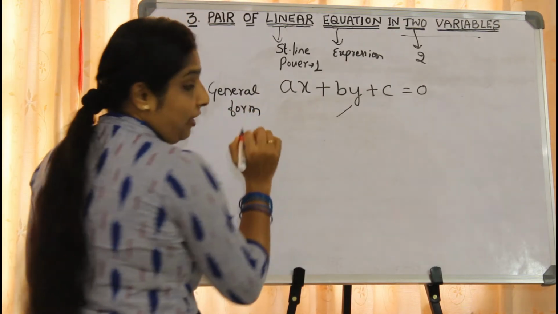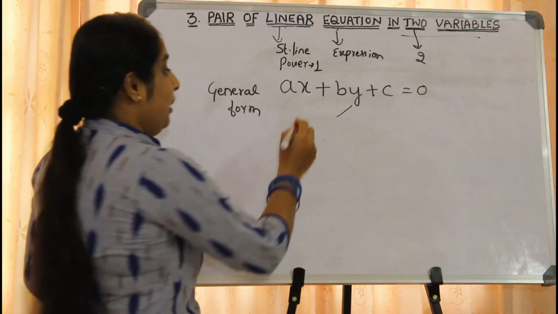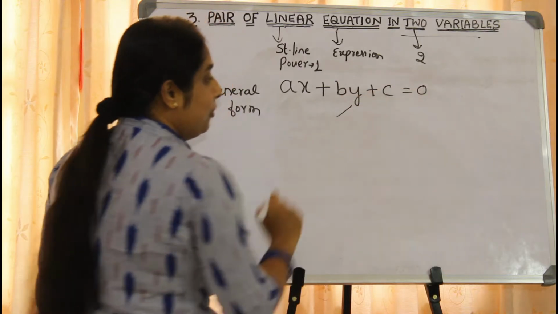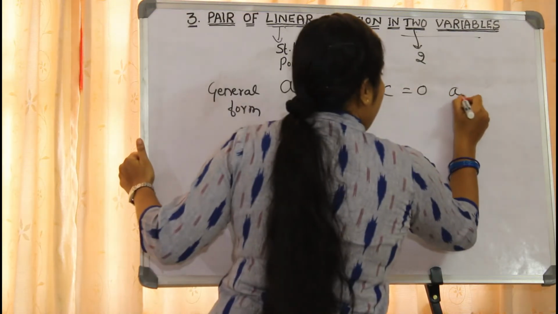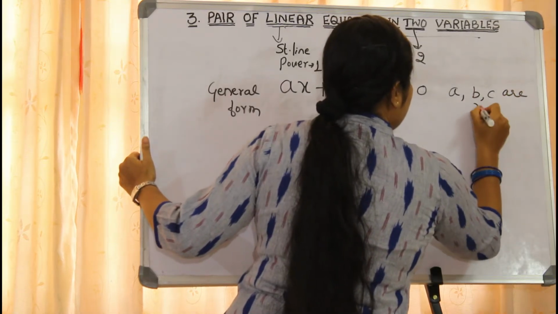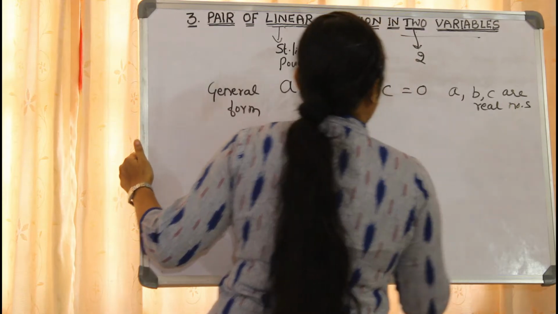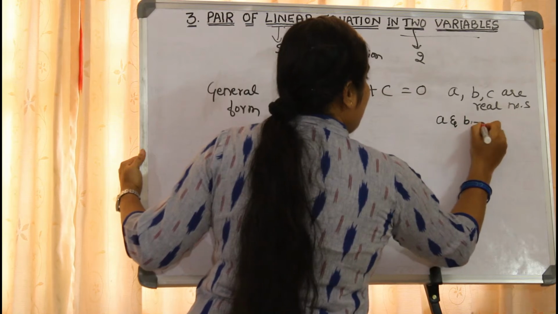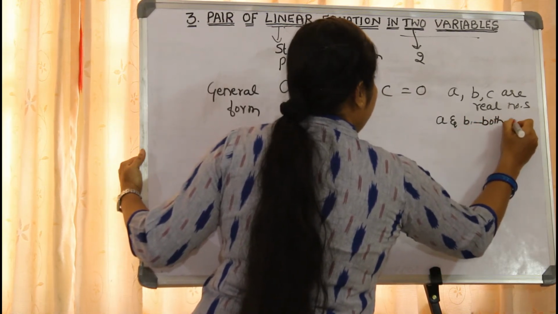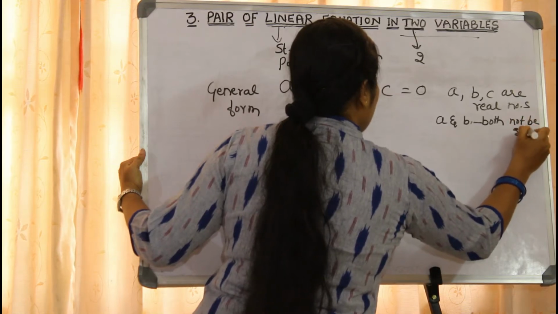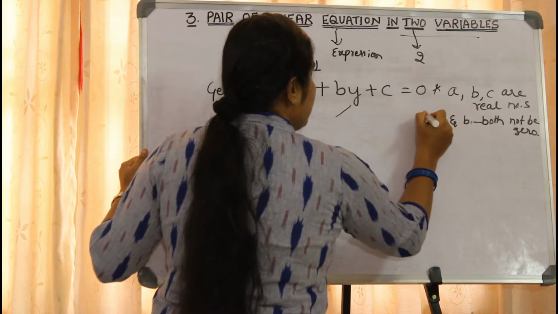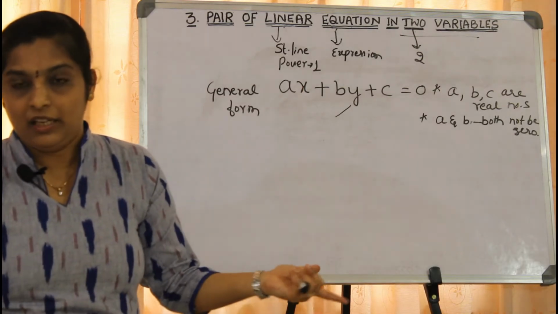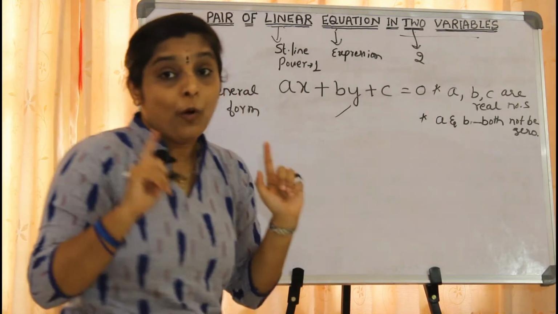Yes, there is. Actually, there are 2 conditions for this general form. So, a linear equation in 2 variables is ax plus by plus c is equal to 0, where a, b, c are real numbers and a and b both should not be 0. So what are the conditions? First condition is a, b, c should be real numbers. x, y can be anything because they are variables. And a and b both should not be equal to 0.